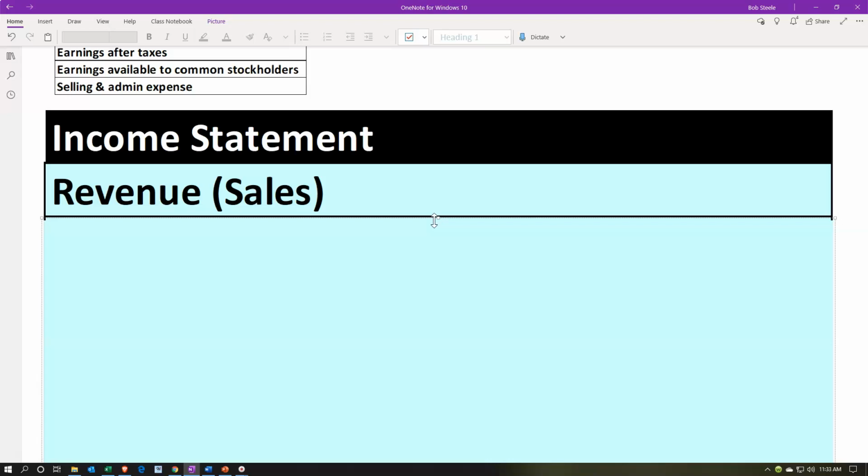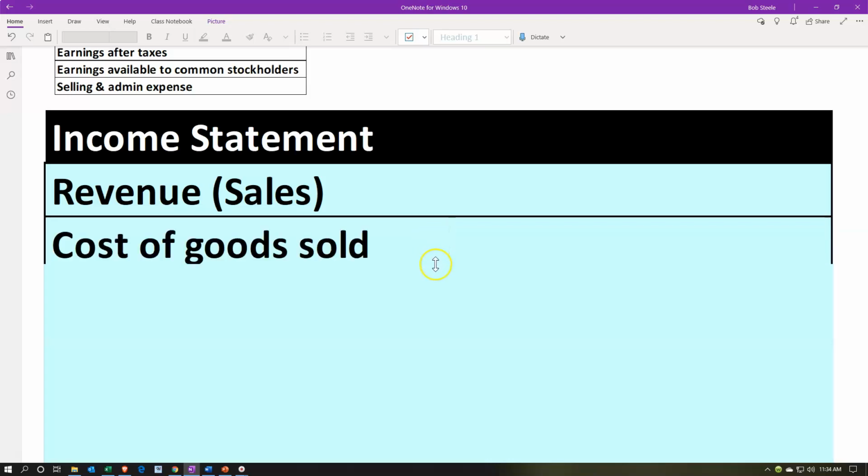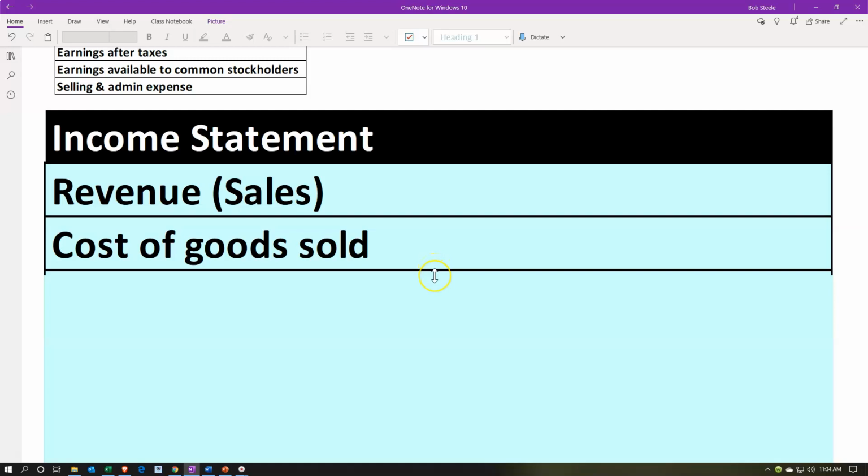Remember that revenue could be called sales. It could be called income. It could be called fees earned if it's a service company. So we could have different names, but the account type is the same. It's revenue. Then we have the cost of goods sold.